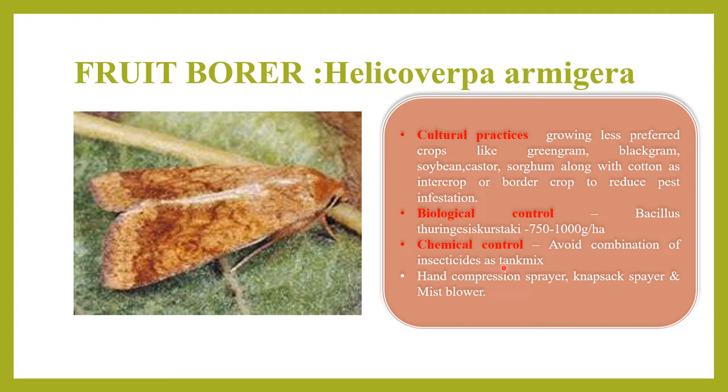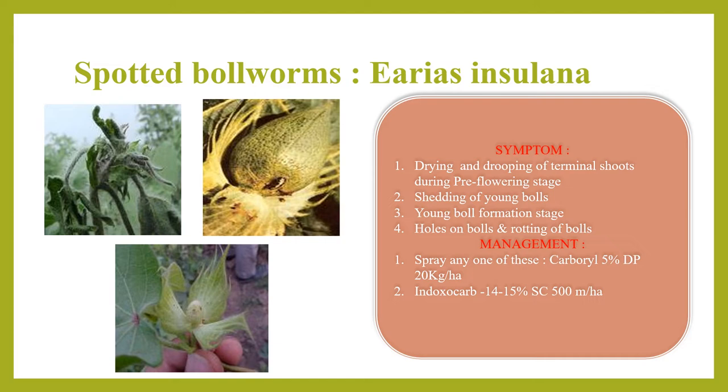Coming to the next pest, we will be discussing the spotted bollworms. These are also very important pests in cotton. The major symptoms of the spotted bollworms are drying and drooping of terminal shoots, shedding of young bolls during the pre-flowering and young boll formation stage, holes on the bolls, and rotting of the bolls.